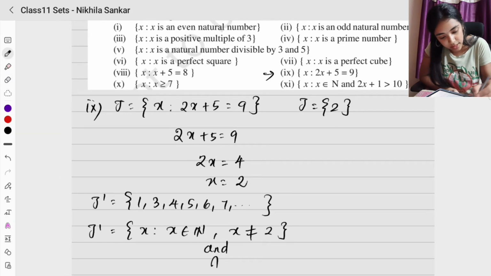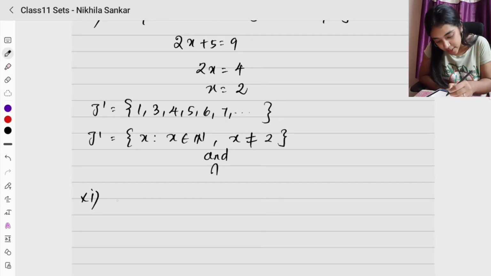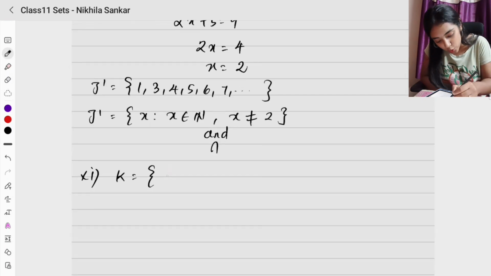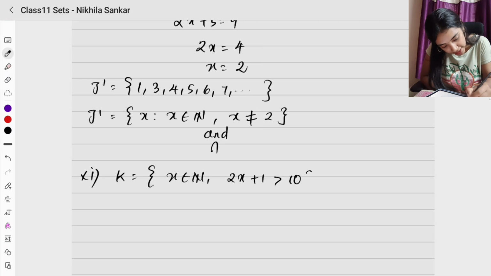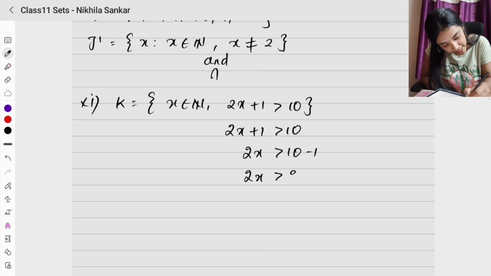11th subsection: I have x such that x belongs to natural number and 2x plus 1 greater than 10. So I'm going to solve this. 2x plus 1 greater than 10. 2x greater than 10 minus 1. 2x greater than 9. x greater than 9 divided by 2, which means x is greater than 4.5.